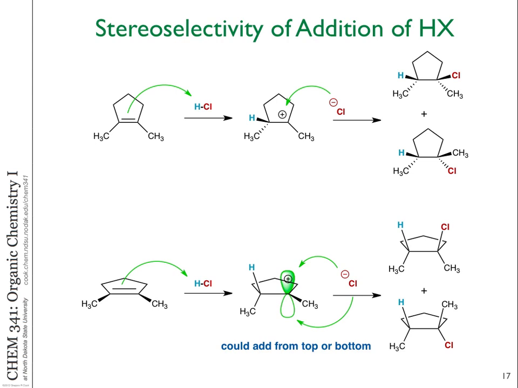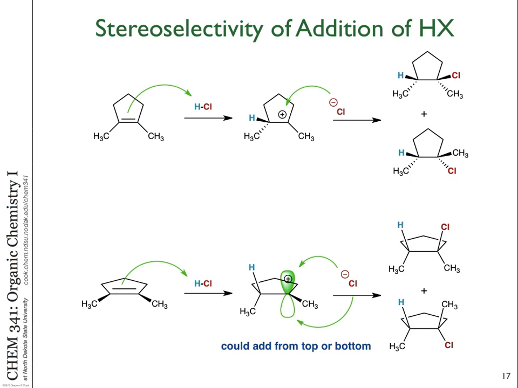Okay, another aspect of this that we should think about, let's say I have this cyclopentene example and I react this with HCl through this stepwise process of first protonating the double bond with a proton from HCl, and then formation of a carbocation, and then addition of chloride to that carbocation. But notice what happens when we do this.